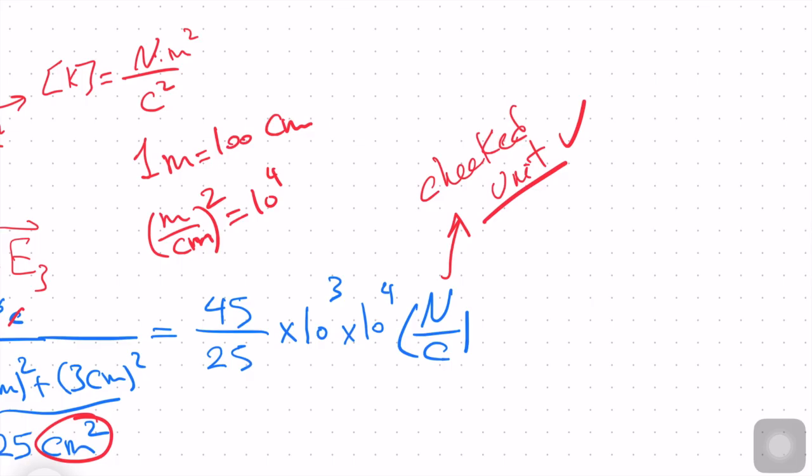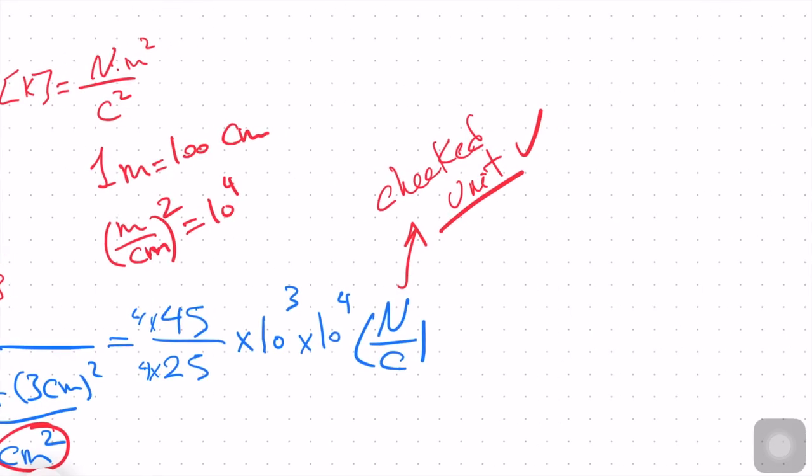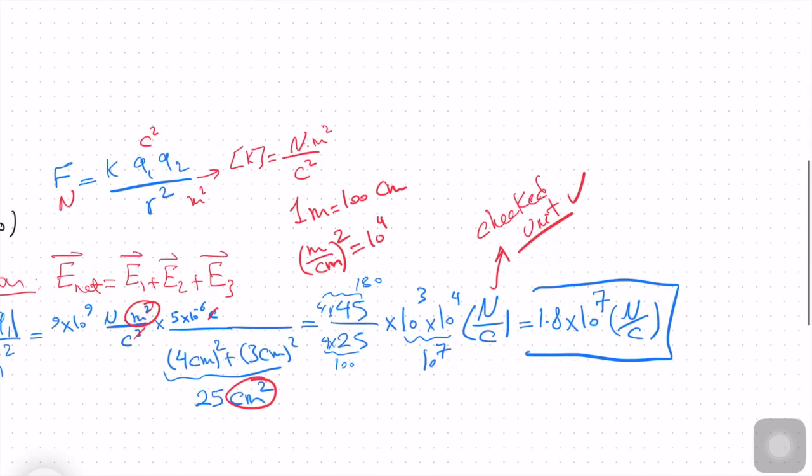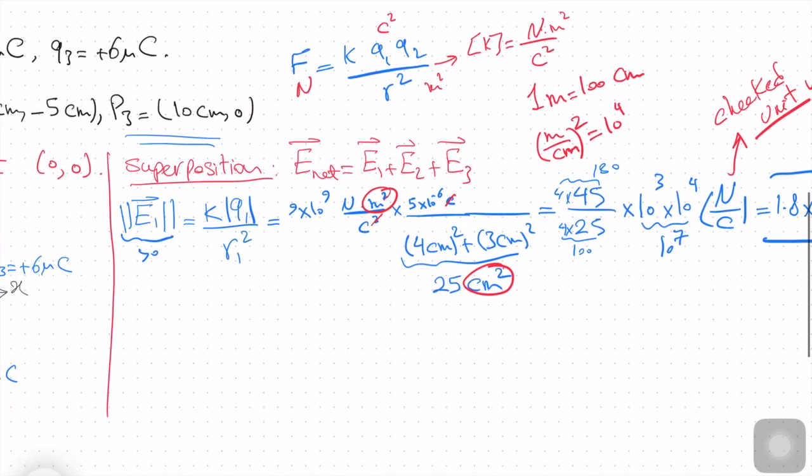Okay, now what is this? My trick, again, you can use a calculator, but my trick is just to turn this into 100. Multiply by 4. So this is 180. So I basically have 10 to 7 here, I have 180 here and 100 here. 180 over 100 is 1.8, and I have that. So it's 1.8 times 10 to 7 Newton per Coulomb. Feel free to use your calculator for this part. Okay, we're done with finding the magnitude of one of them.